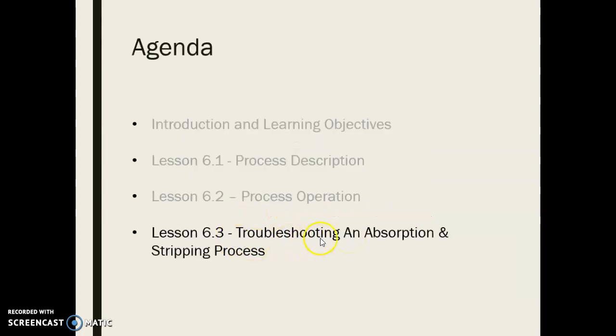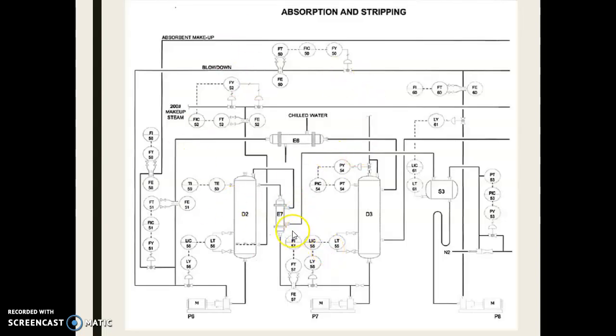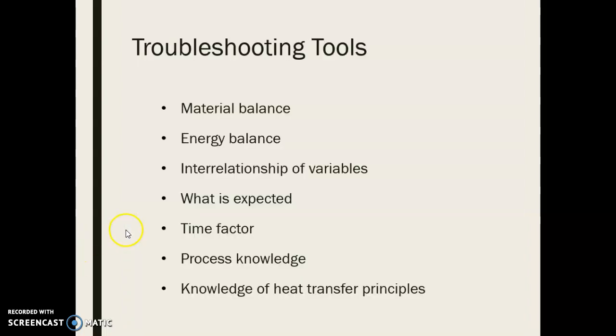Okay, we're going to troubleshoot the absorption and stripping process. We have two problems we're going to go over. You do need your schematic on page 6-23, Figure 6.1. That'll be helpful. So we'll go over using the troubleshooting tools.